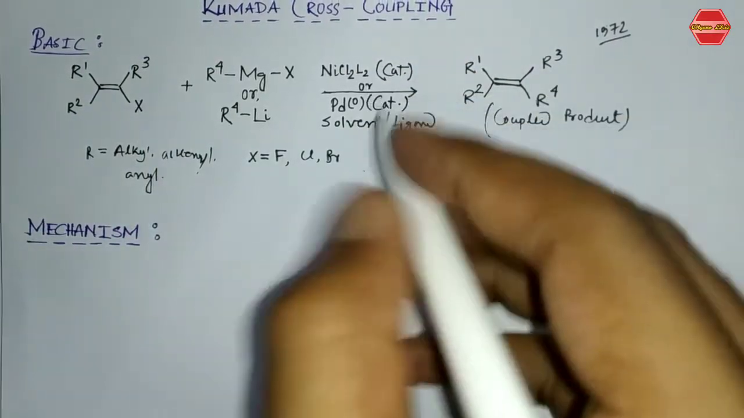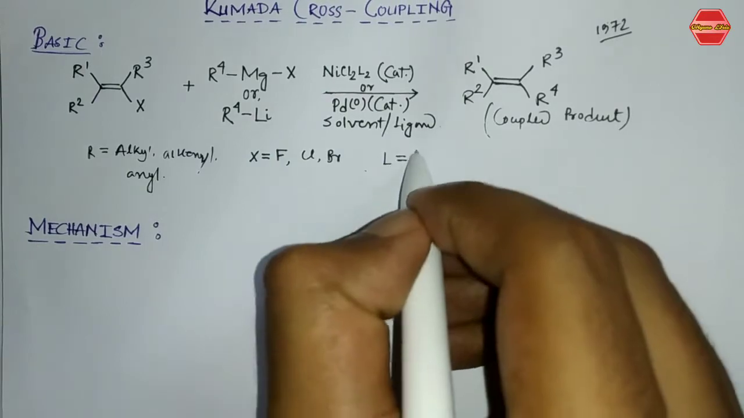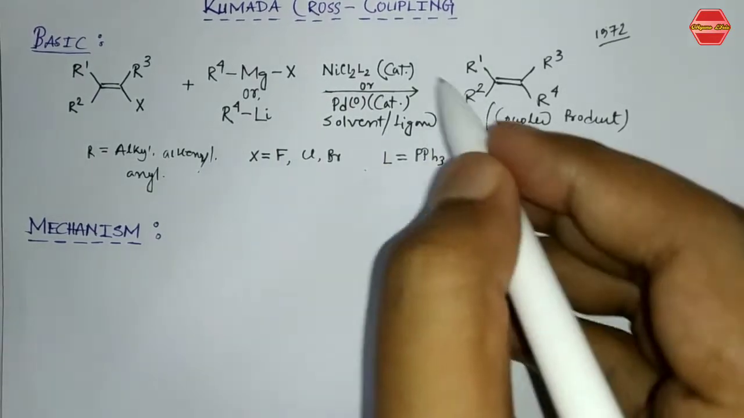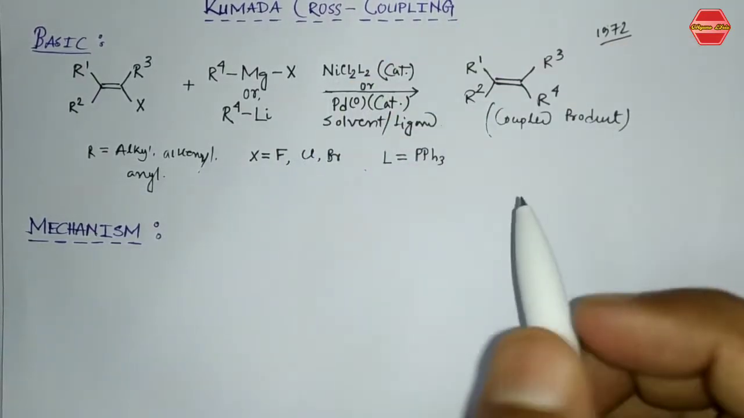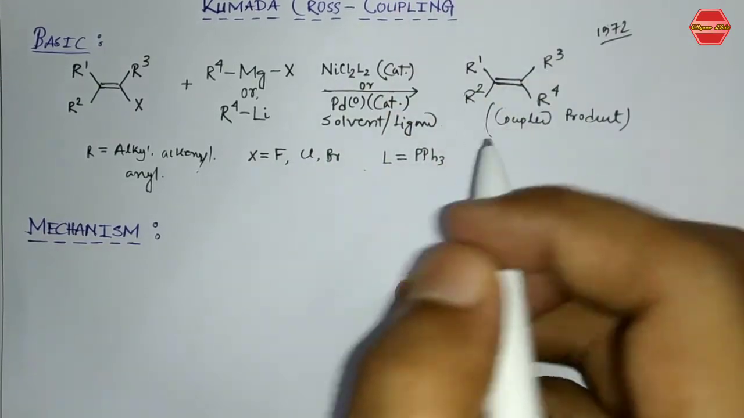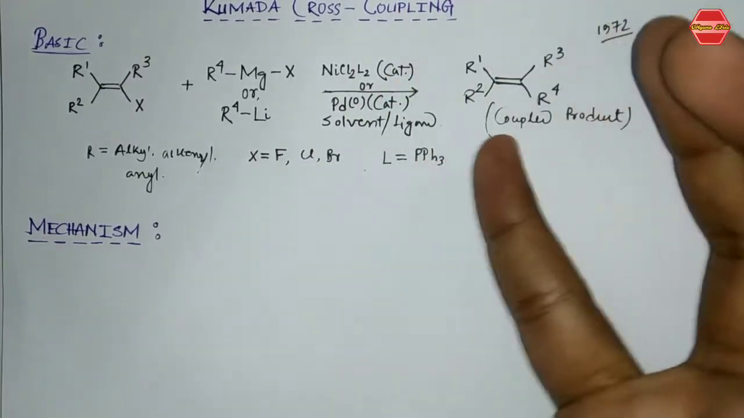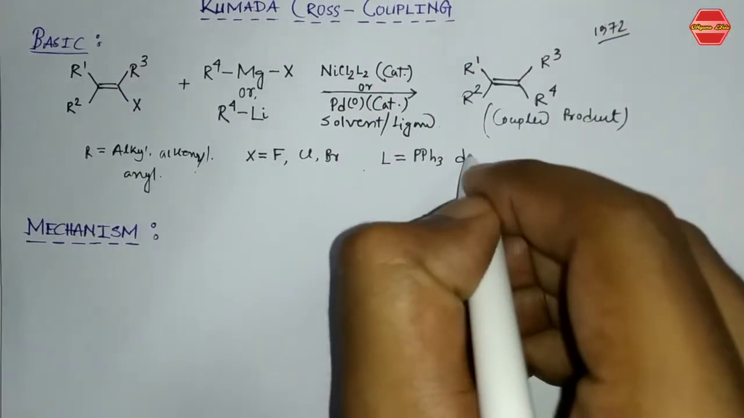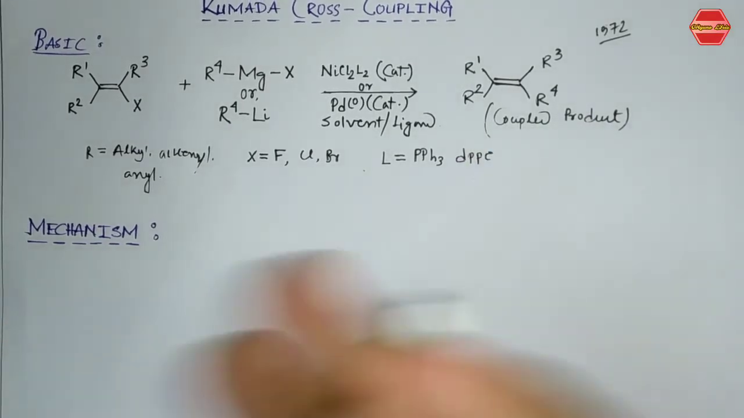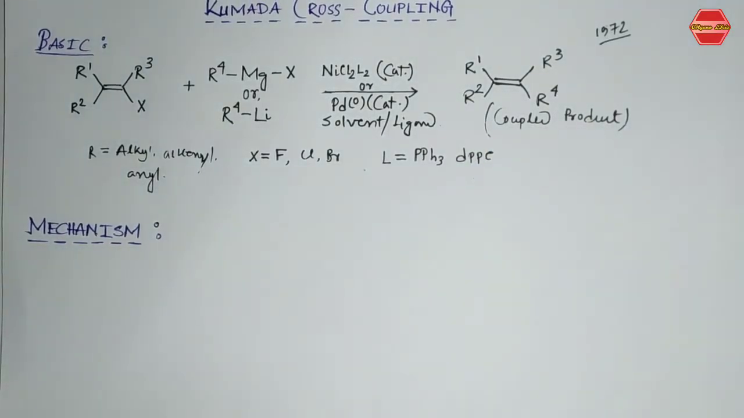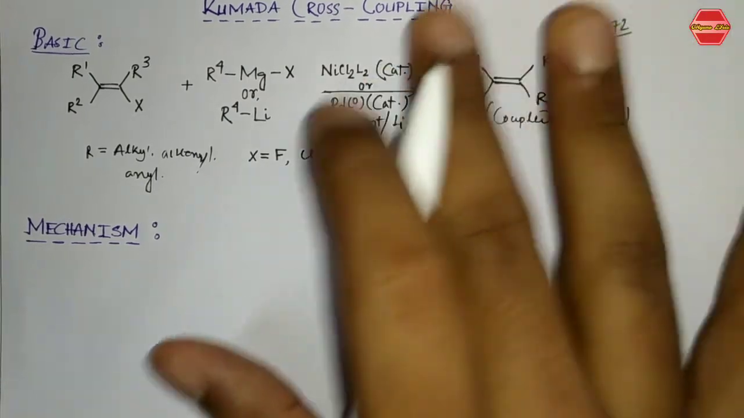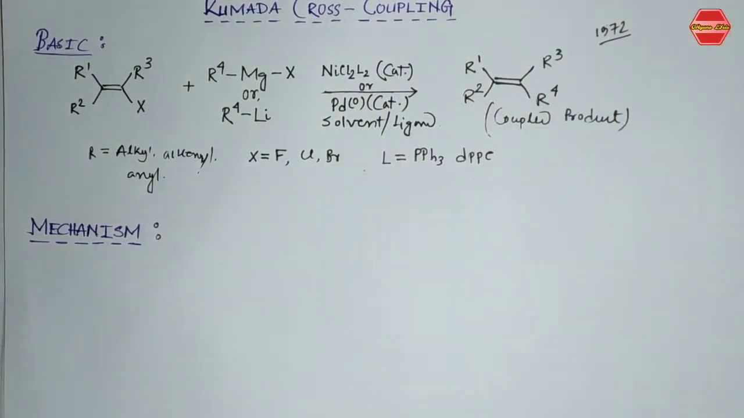And for the ligand which is used over here, we know that dppf is quite a good ligand which is used for all types of cross-coupling reactions. Similarly we can use PPh3 or dppe, these kinds of ligands, and along with this we have to use a solvent, and finally we can get the coupled product of these reactions, right?